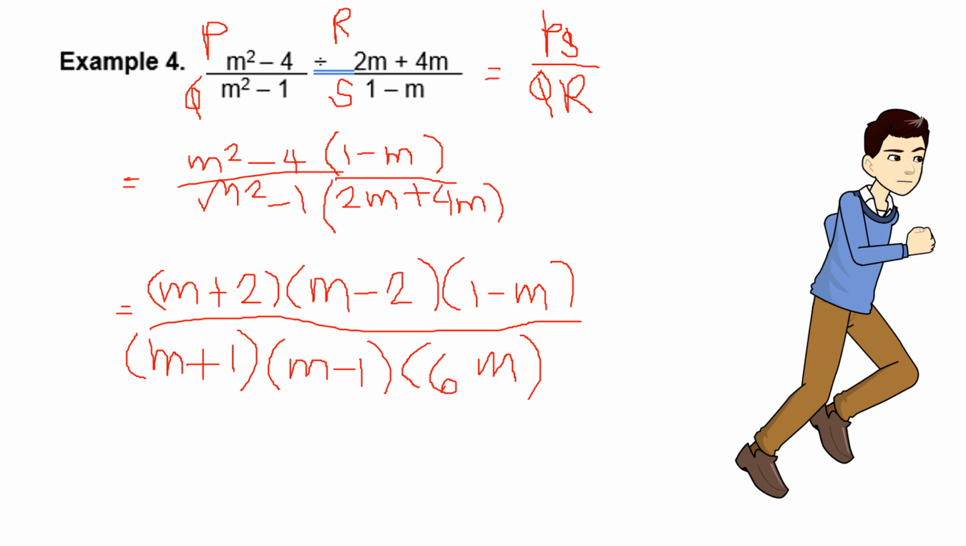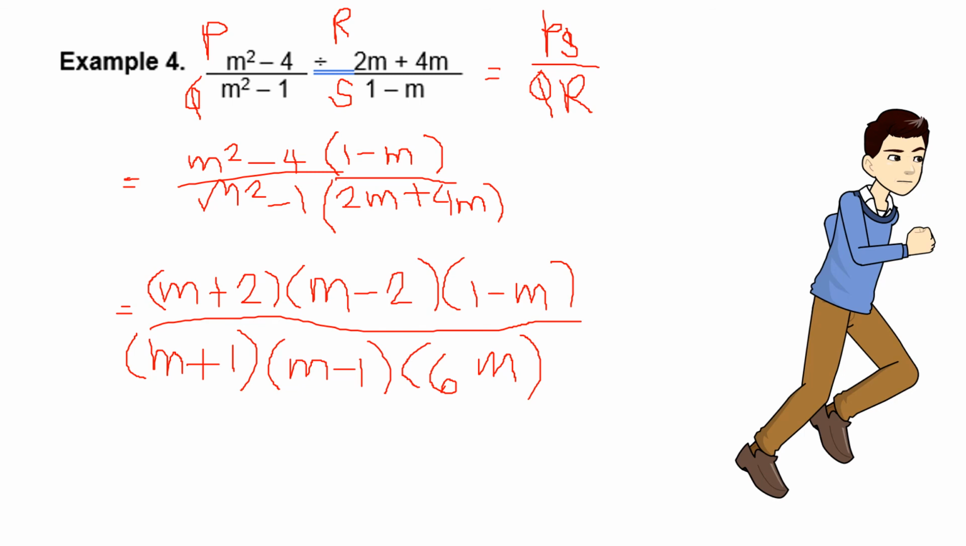Next, kung merong similar term tayo, cancel na lang natin. So, yung M plus 2, walang M plus 2 sa baba. M minus 2, wala din sa baba. Positive 1 minus M. Tapos, ang nasa baba natin ay M minus 1. So, M minus 1 is not equal to 1 minus M. Hindi sila pareho. Okay. Pero, pwede natin siyang i-multiply by negative 1.